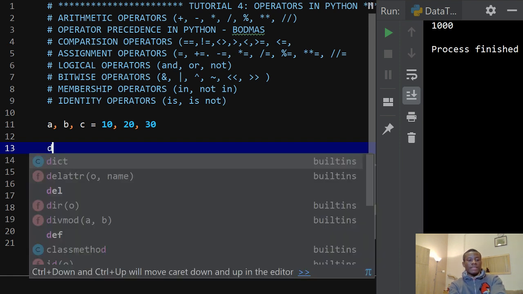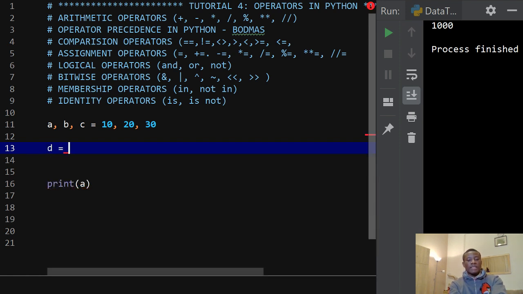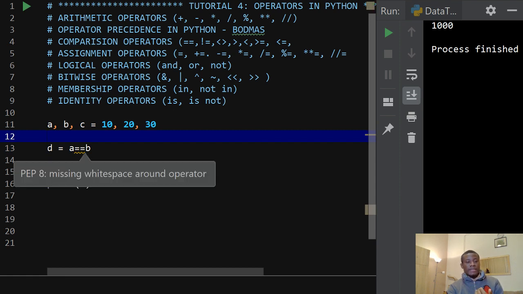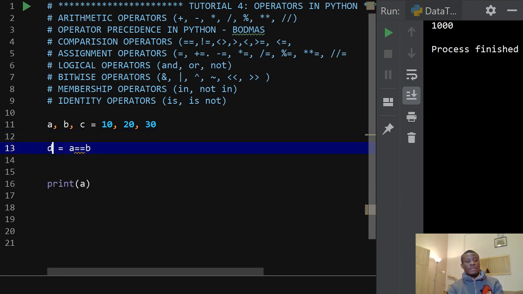Alright, let's now get to the next one, logical operators. So let's start by saying something we've done before. D is equal to A equal to B. So what we are saying here is, is A equal to B? The answer is yes or no, true or false. So that true or false is going to be stored in D.